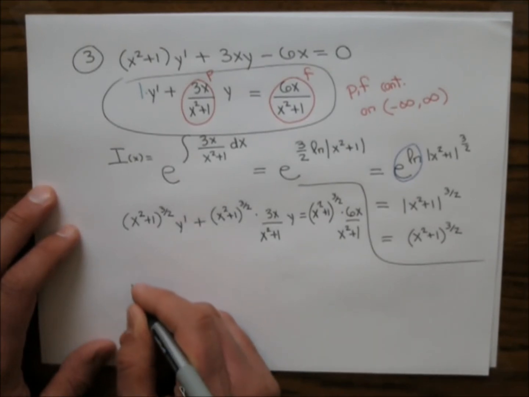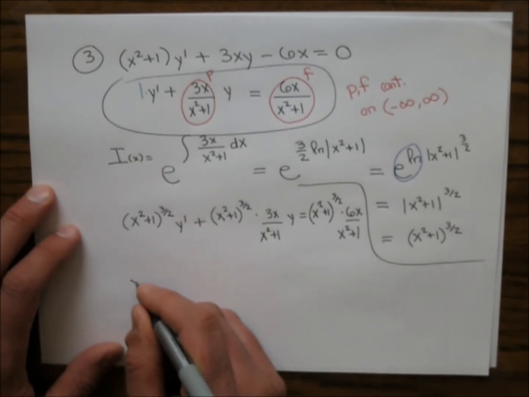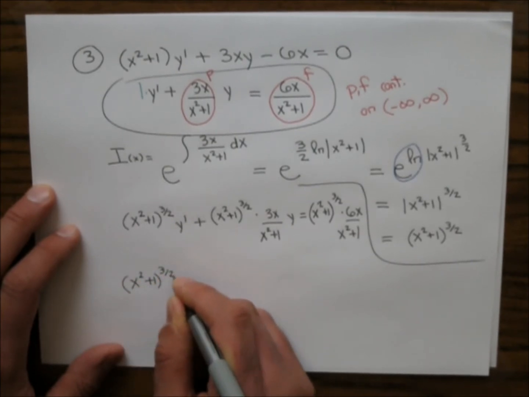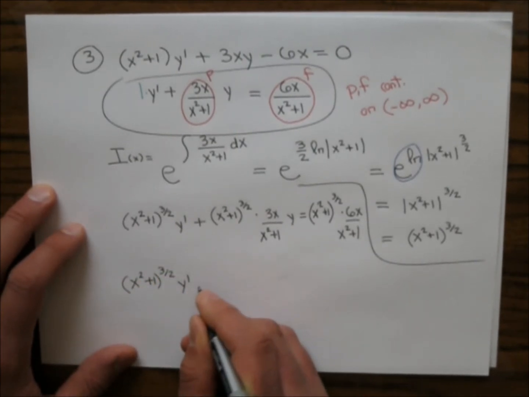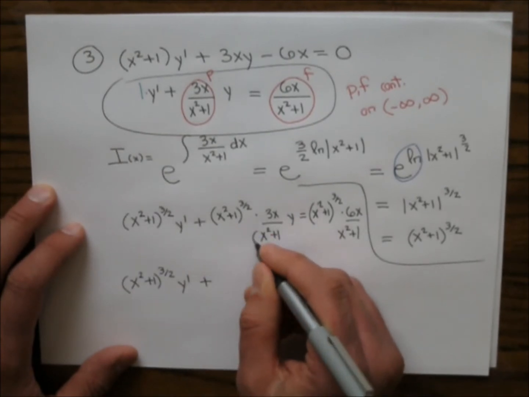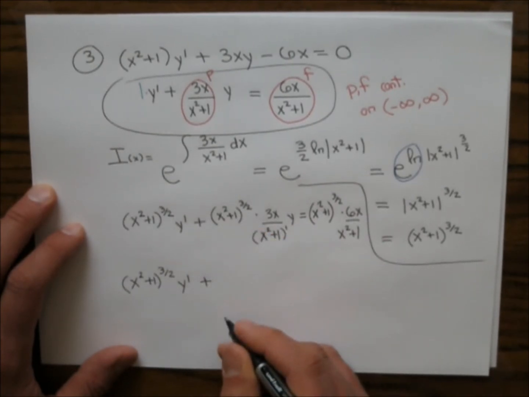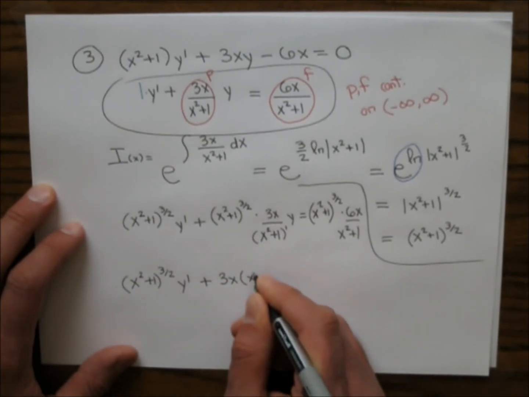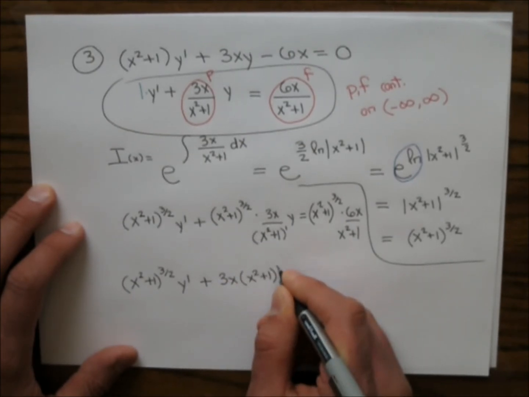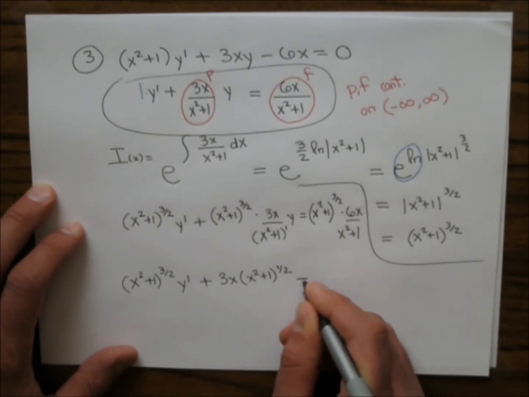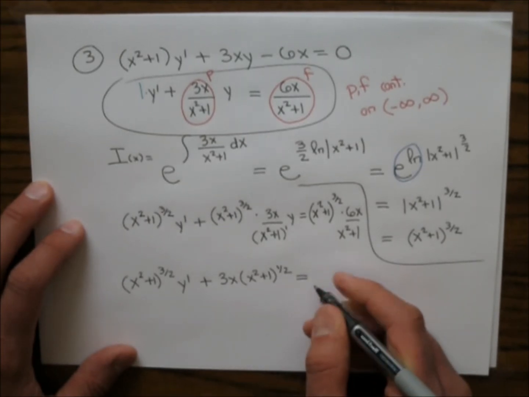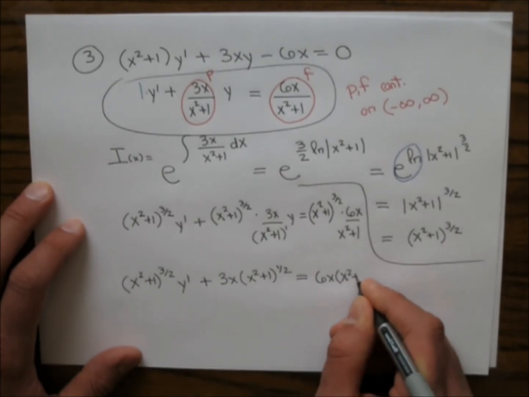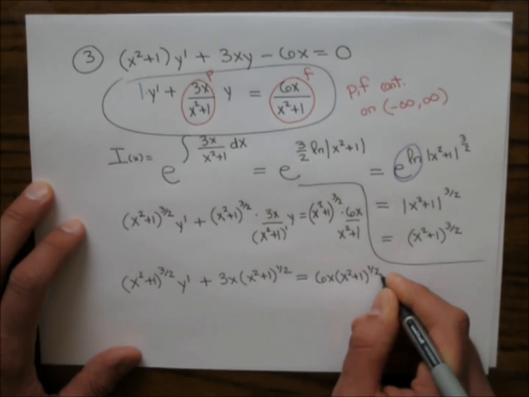So let's go ahead and rewrite this nicely. It says x squared plus 1 to the 3/2 power times y prime, plus we have 1 on the bottom and 3/2 on the top. This is going to give me 3x times x squared plus 1 to the 1/2 power, times y. This equals 6x, then we have times x squared plus 1 to the 1/2 power.